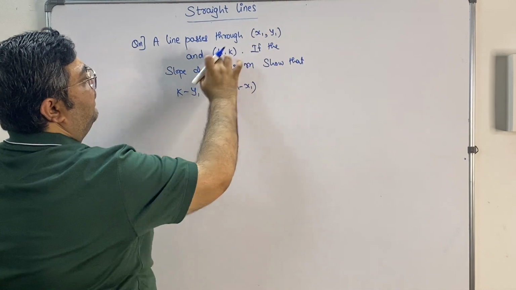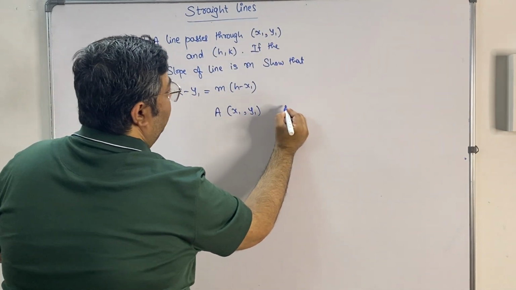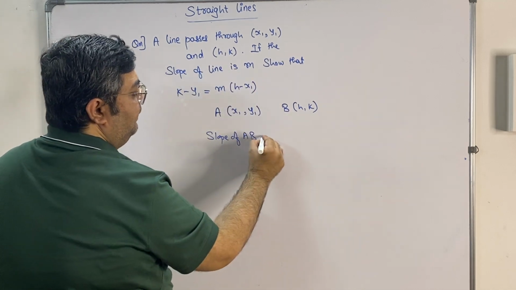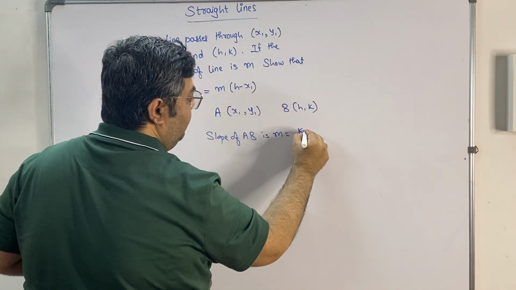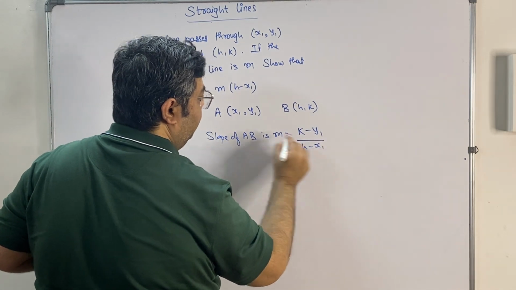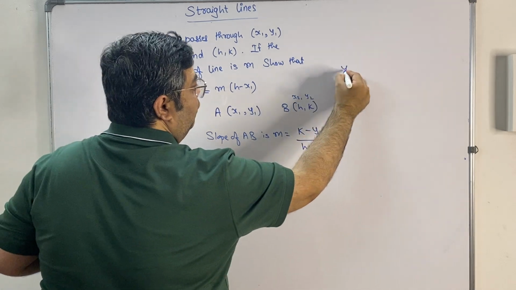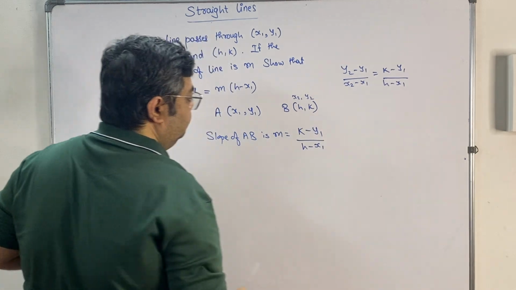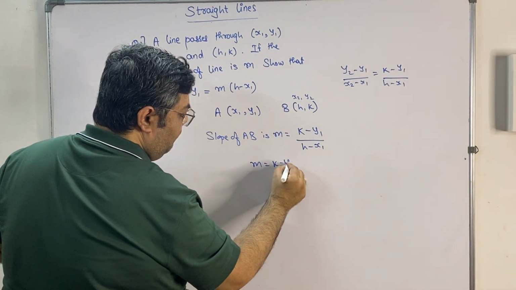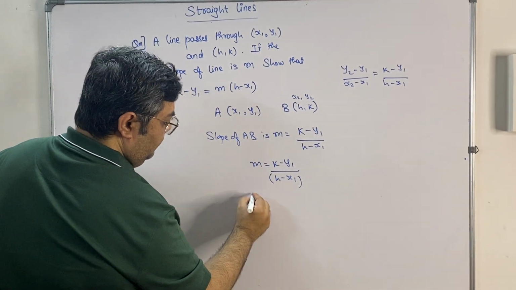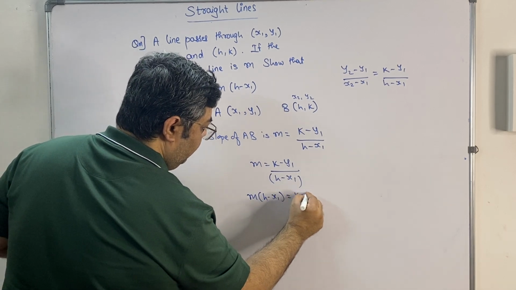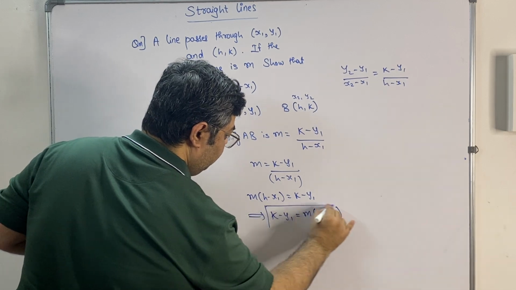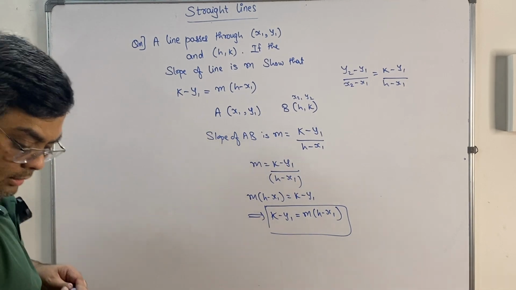Okay. So again the line passes through 2 points. We will call them A (x1, y1) and B (h, k). Now what will be the slope of AB? They have given that the slope of the line is m. So it is k minus y1 over h minus x1. How? If you call this (x2, y2), then it is y2 minus y1 over x2 minus x1, that is k minus y1 over h minus x1. So now m is equal to k minus y1 over h minus x1. Take this whole denominator on the other side. So m times h minus x1 is equal to k minus y1. Finally, rearrange it and you get it.